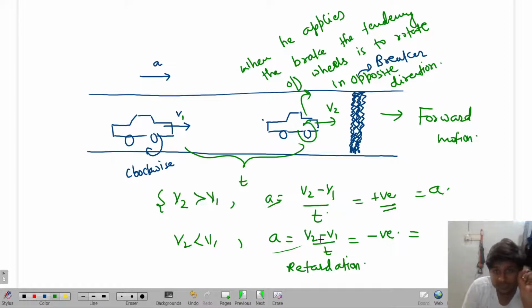Remember this biggest point. This is the biggest confusion among students all over India, that retardation is the opposite of acceleration and works in the opposite direction. No, that is incorrect. Both of them work in the forward direction only. But in one case velocity is increasing, and in another case velocity is decreasing. When velocity is decreasing, we call it retardation. When velocity is increasing, we call it acceleration. But the direction of both acceleration and retardation is along the forward direction of motion.